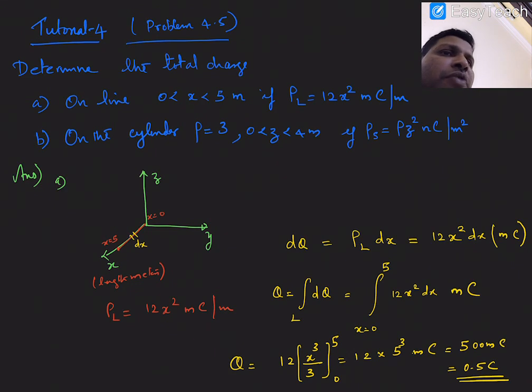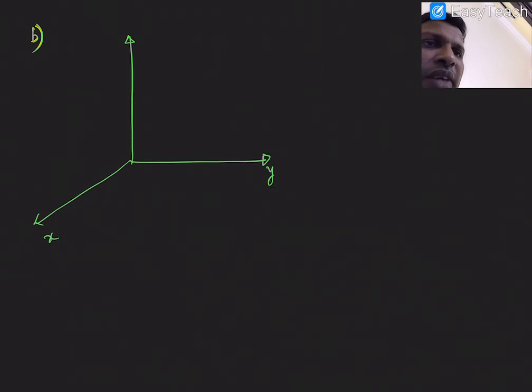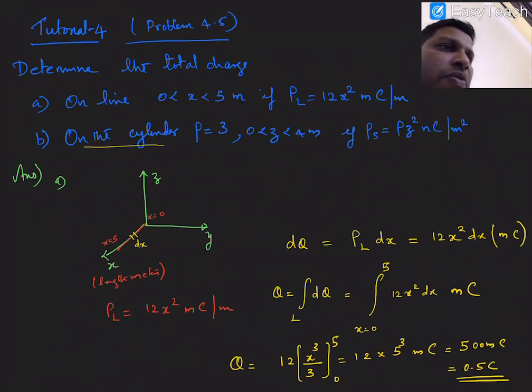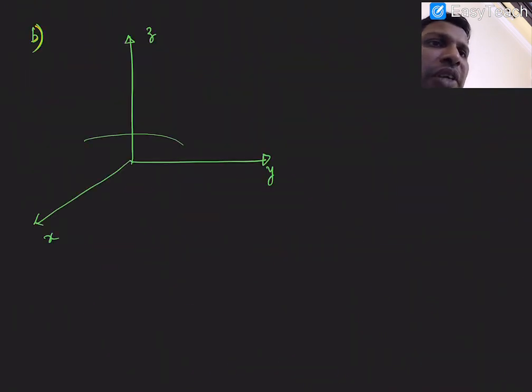The next part of the problem is on the cylinder. On the cylinder, rho is equal to 3. So for the second part of the problem, there is a cylinder, and this is the x-axis, y-axis and z-axis. What is the property of the cylinder? The cylinder is placed along the z-axis, and the height of the cylinder is changing from 0 to 4. Let's say it is placed here.